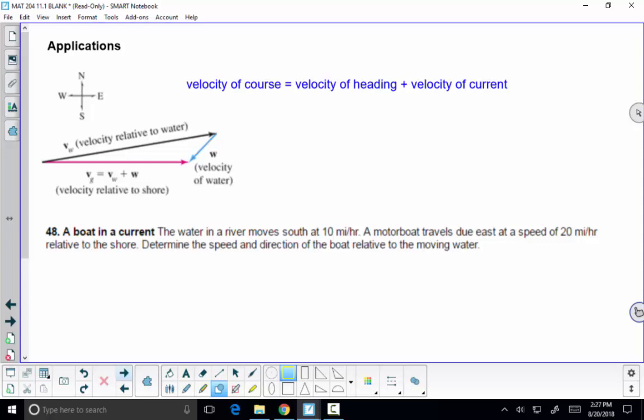Velocity relative to the shore, velocity relative to the water. When they talk about velocity relative to the water, they're basically talking about the speed of the boat or the plane in still air or no current kind of thing. They use W to represent velocity of either wind or water. And here they talk about velocity relative to the shore, and they use V sub G. I assume they're using G for ground.